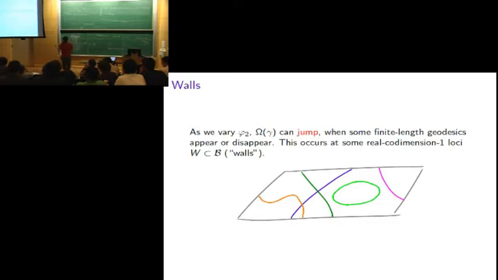The finite length geodesics can actually appear or disappear. And so in the parameter space B, this space of quadratic differentials, there are some real codimension 1 loci where this jumping occurs. So this is a picture of the parameter space with some walls drawn on it.